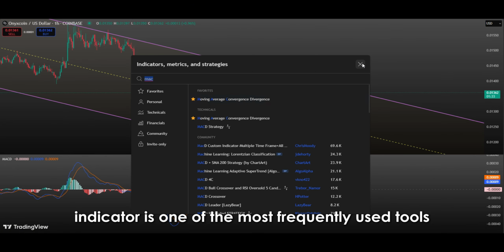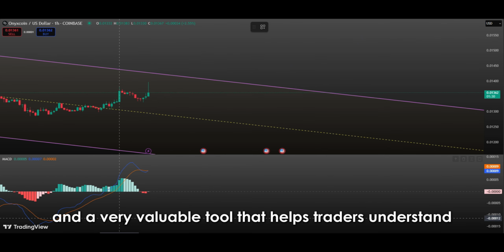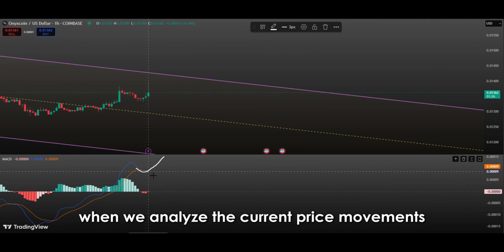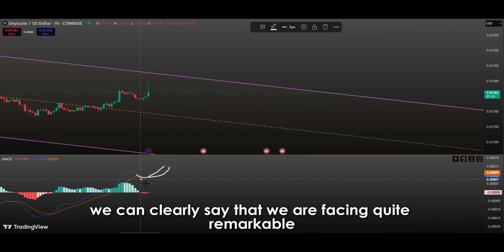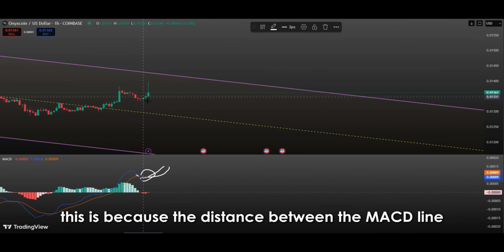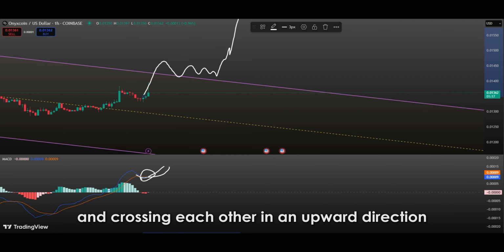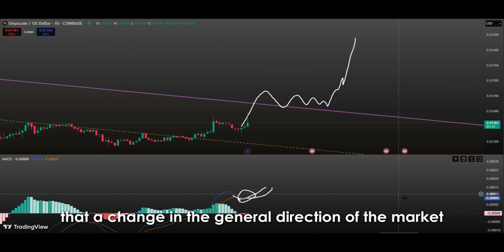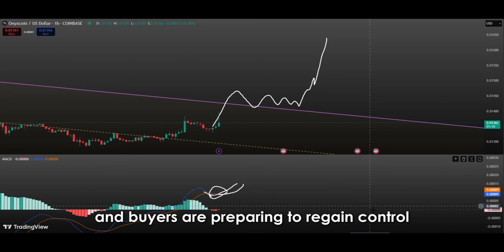The MACD indicator is one of the most frequently used tools in technical analysis, and a very valuable tool that helps traders understand momentum reversals and trend starts in the market. When we analyze the current price movements through the MACD indicator, we can clearly say that we are facing quite remarkable and positive signals. This is because the distance between the MACD line and the signal line has gradually decreased, and the two lines are on the verge of converging and crossing each other in an upward direction. Such patterns indicate that a change in the general direction of the market is about to take place. Sellers are weakening and buyers are preparing to regain control.